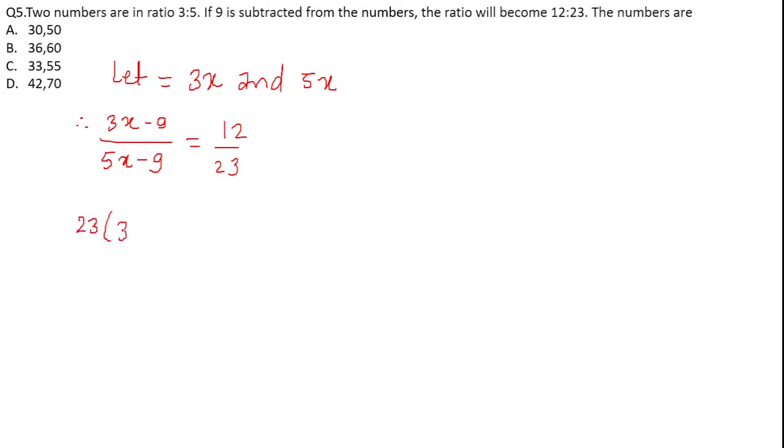So if we solve this, 23 multiplied by (3x minus 9) equals 12 into (5x minus 9). Here we can multiply both the sides. 23 3s are 69x. Then 23 9s are 207.